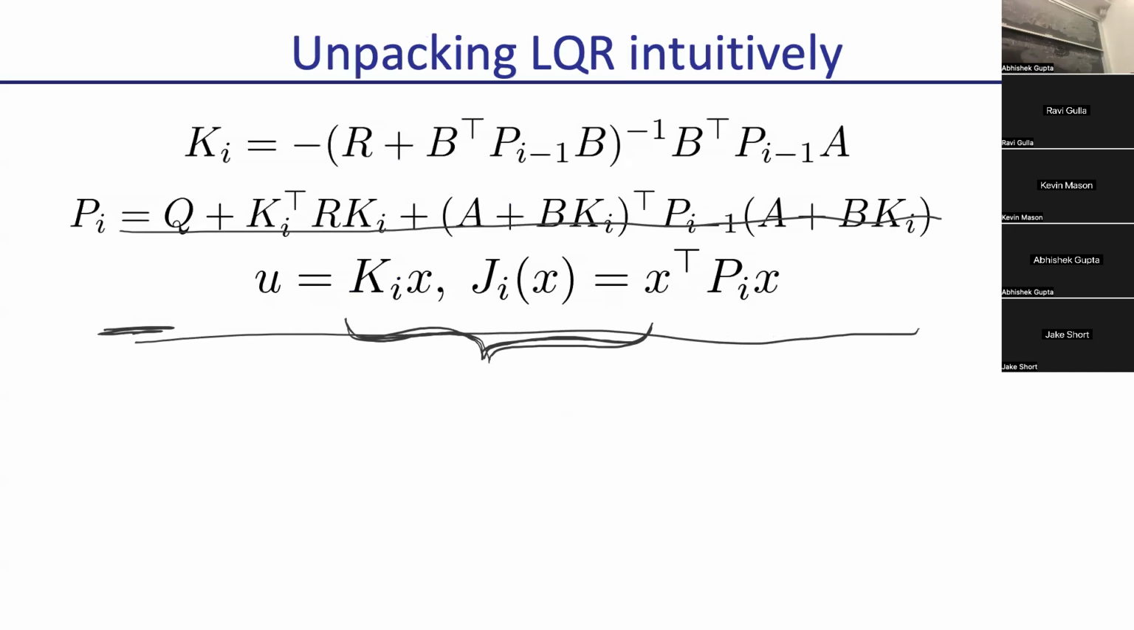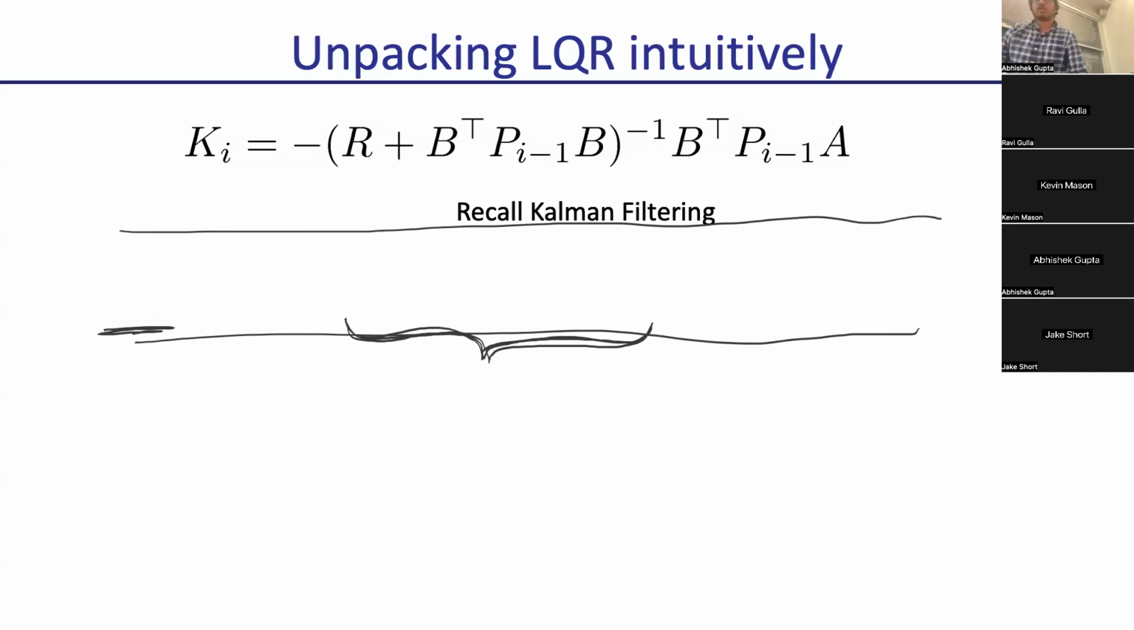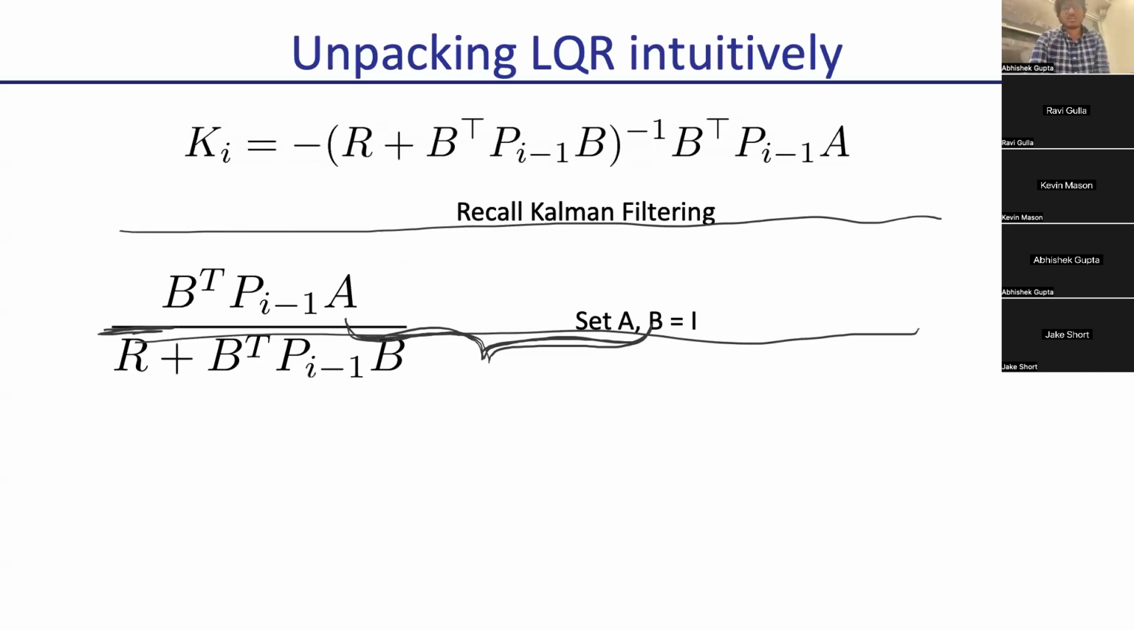Okay, so let's see if I can unpack this a little more intuitively. This is called the discrete algebraic Riccati equation, or DARE. Let's try and unpack what these terms mean. I think maybe the easiest term to understand is this gain term, K_i. And if we connect it back to Kalman filtering, you can write the inversion as division, just as shorthand.